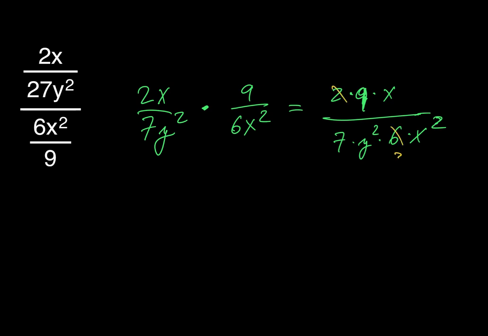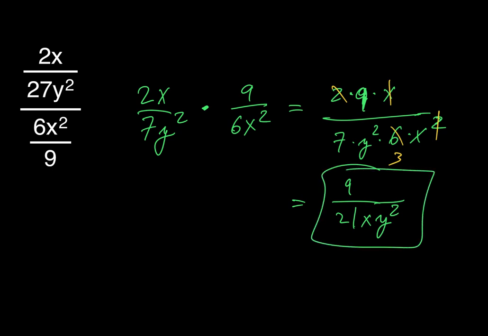2 divides into 6 3 times. X divide, that looks like a 2 then, doesn't it? It's hard to cross out an x. Have you ever realized that? Because it looks like an x. So x divides with one of these x's, leaving just x. I have no y value, so this would reduce to 9 in the numerator. 7 times 3 down here is 21 x y squared. So that would be simplifying that ugly looking fraction.